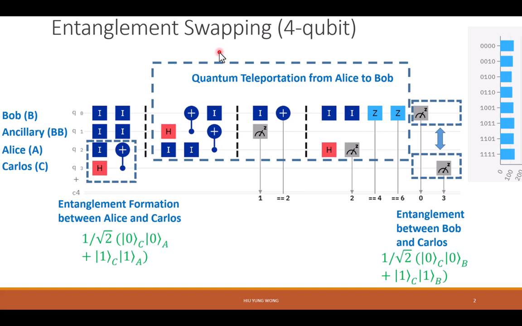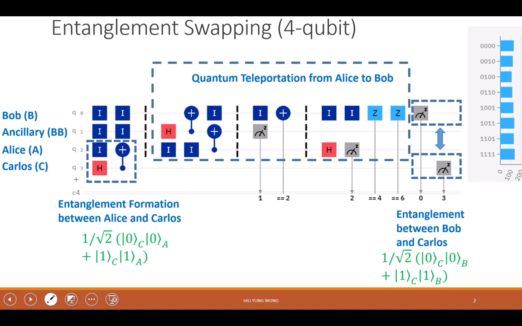But today we're going to embed this quantum teleportation algorithm into another algorithm called entanglement swapping. So let's take a look again at what we did last time about quantum teleportation. Some problem with the display. Okay. Do you remember we have three qubits?